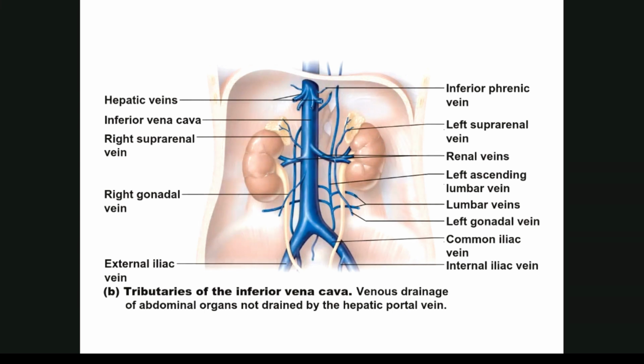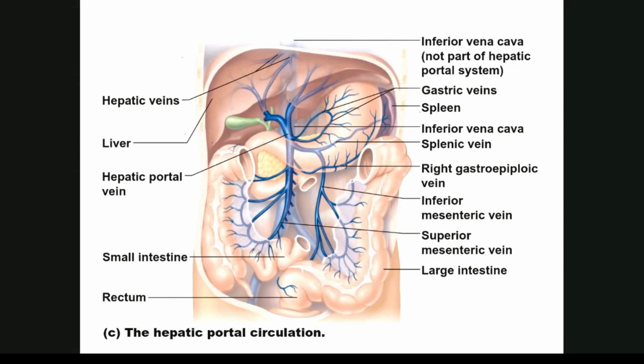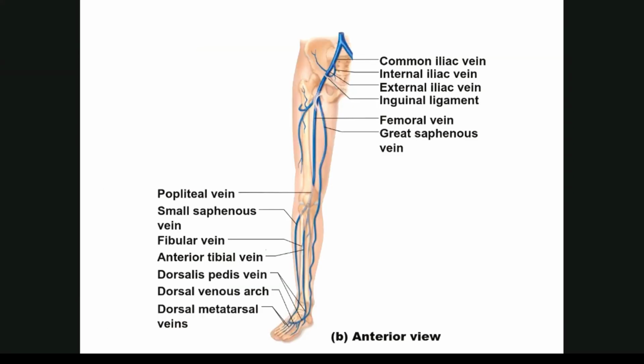Important here, we have our renal veins, we have our inferior vena cava, and our iliac veins here. This is showing mesenteric veins. You got your iliacs under here. Gastric veins.